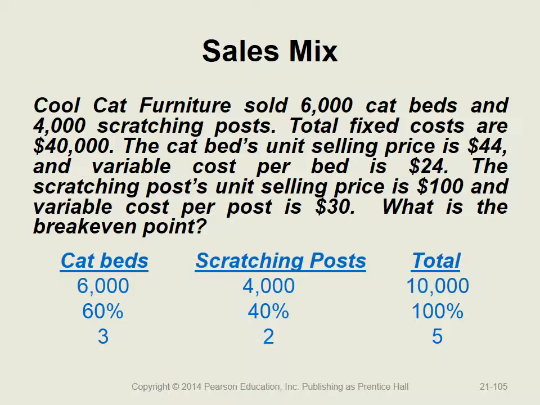You could also convert this to the least common ratio, as 6 out of 10 is the same as 3 out of 5 cat beds, and 4 out of 10 is the same as 2 out of 5 scratching posts. So we say the sales mix or product mix is 3 to 2. Or for every 3 cat beds, Cool Cat expects to sell 2 scratching posts.